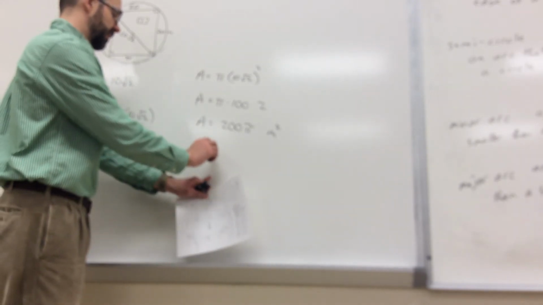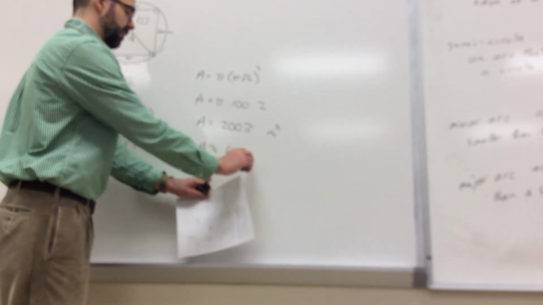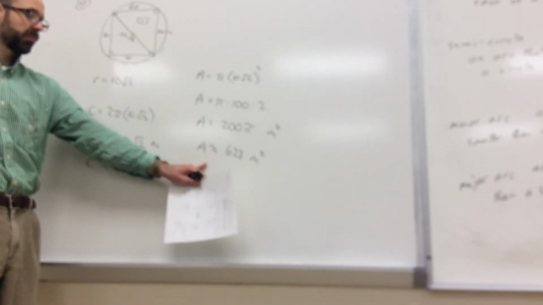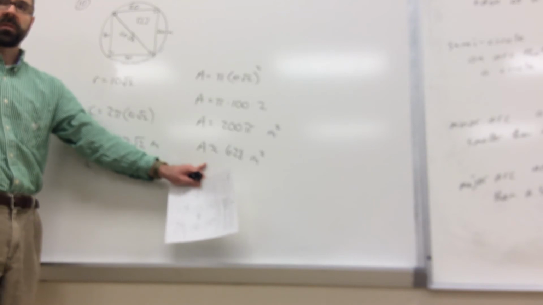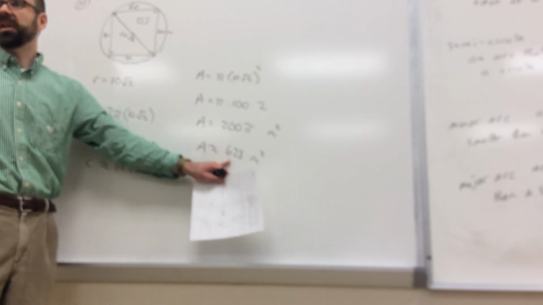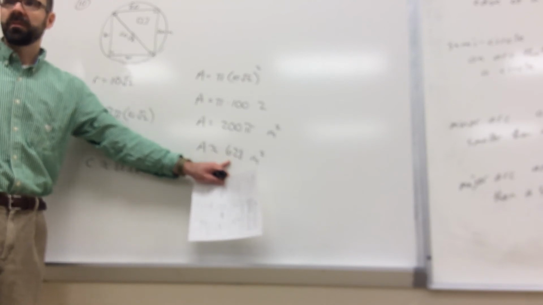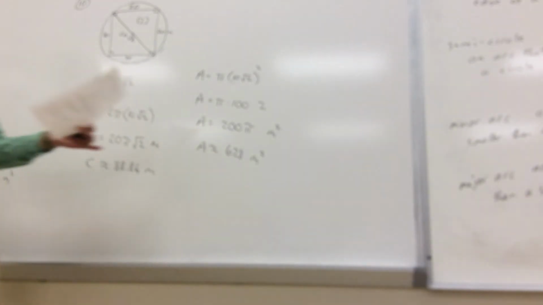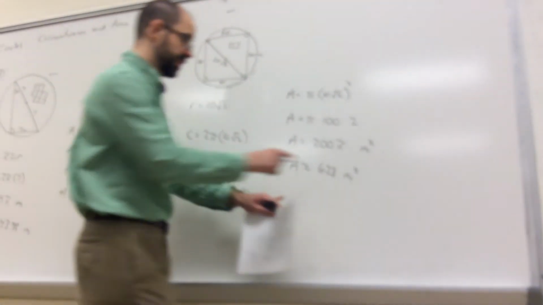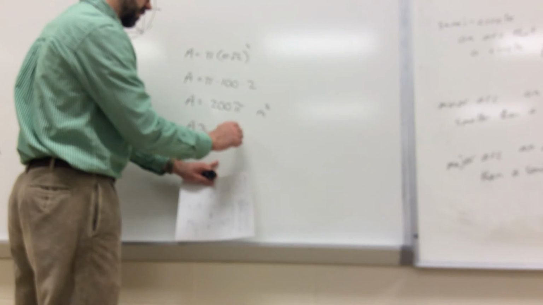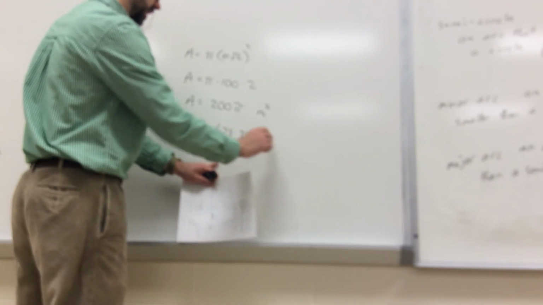And if you rounded that, it would come out to about 628. Check me on that, though. I think I just did it in my head, which is tricky. Yeah, well, you want to give me more decimals? Okay. 628.32 meters squared. All right. Thank you.